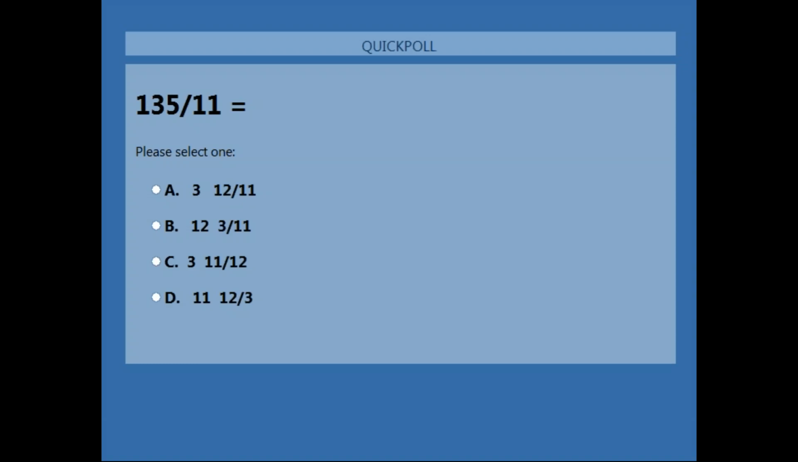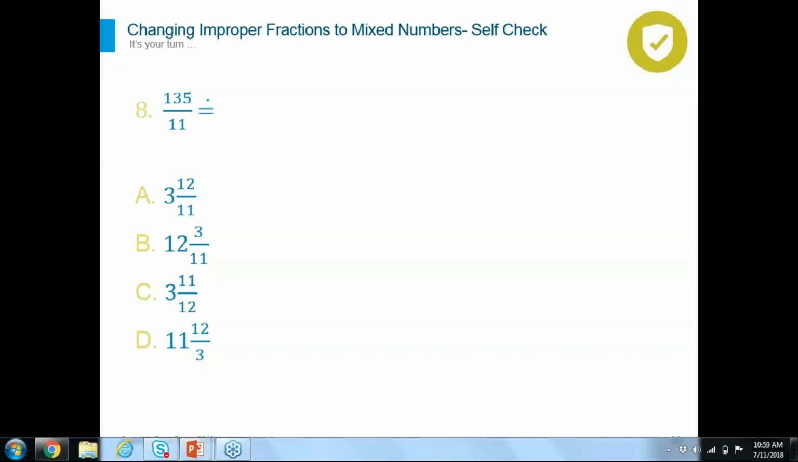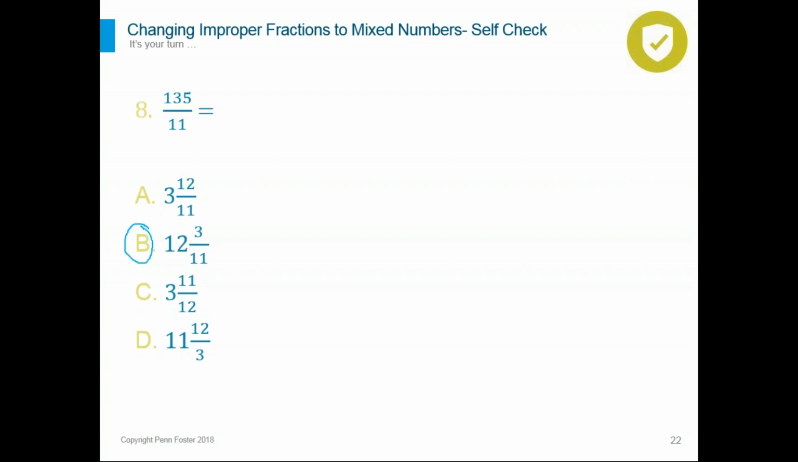Okay, let's do the question together. Again, how many times does 11 go into 135? Maybe it's hard to do it mentally, so use the calculator and divide. 135 divided by 11 will give you 12 and some decimals. Ignore the decimals. So from that one step, before I even figure out the fraction part, I can eliminate all the answers except B. But let's do the whole problem.